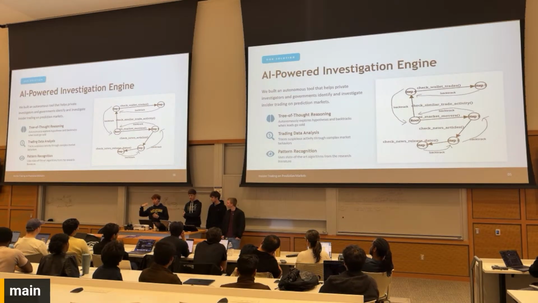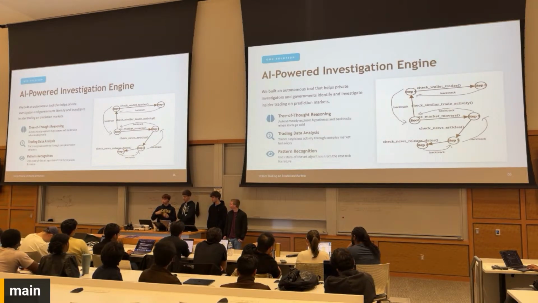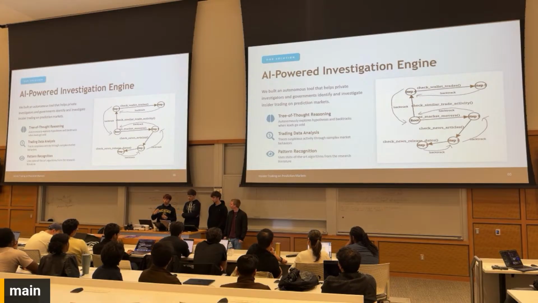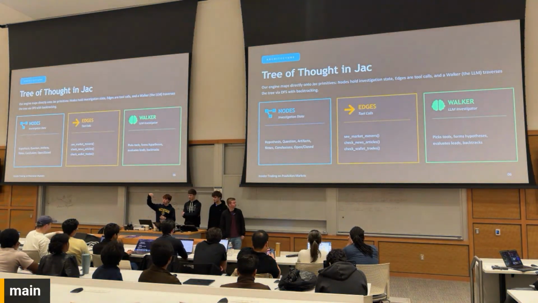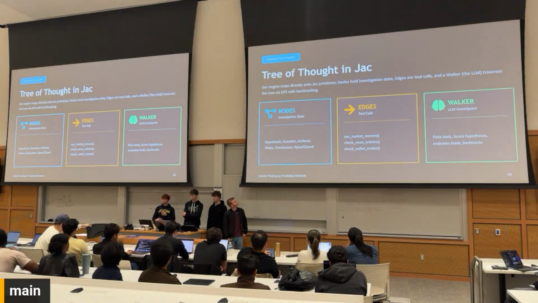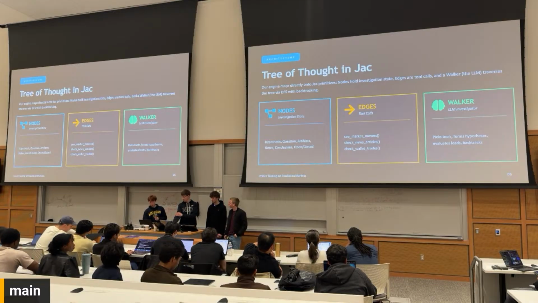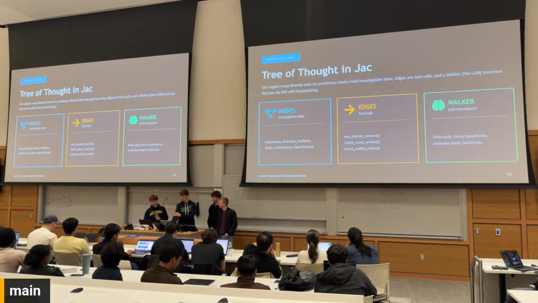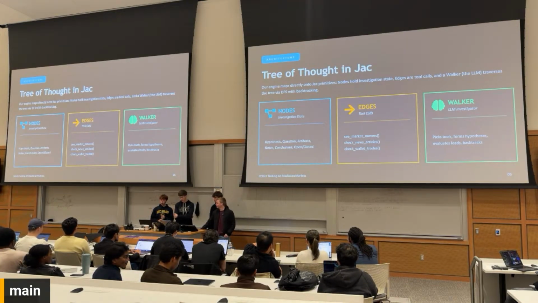There would be a different investigative path. Maybe there's a cluster of similar traders who are collectively sharing information. So our tree of thought reasoning algorithm allows us to go down rabbit holes and research paths, sort of like a real detective would. And we implement this in JacHacks by using walkers, nodes, and edges. It works so perfectly. It works so well.